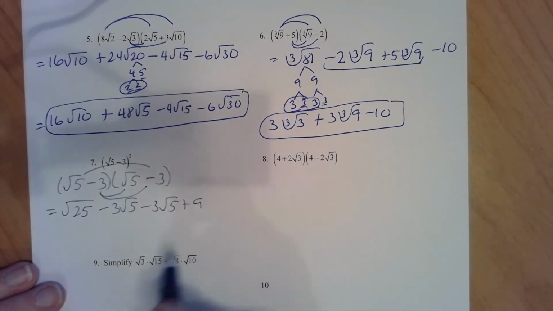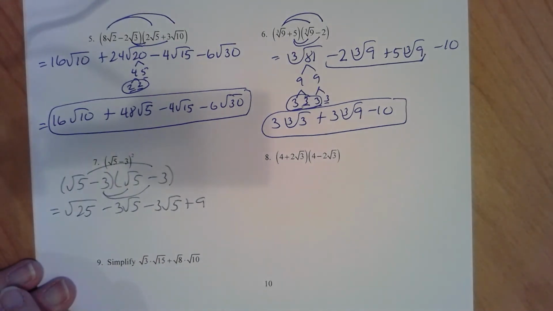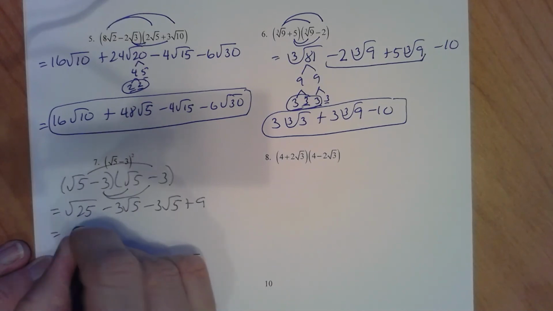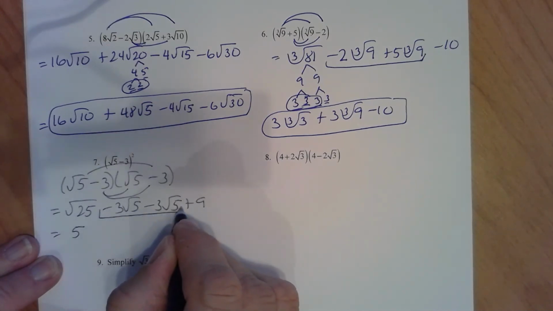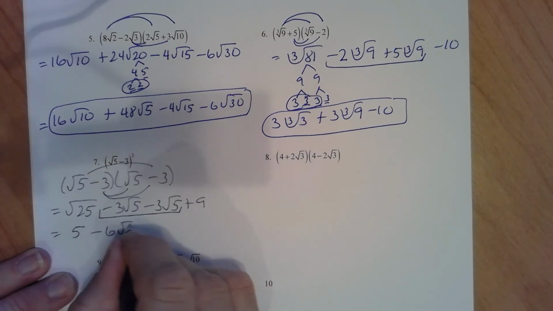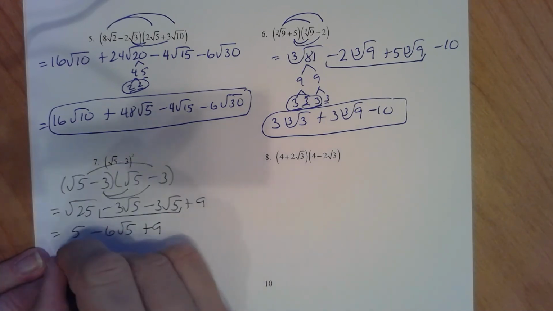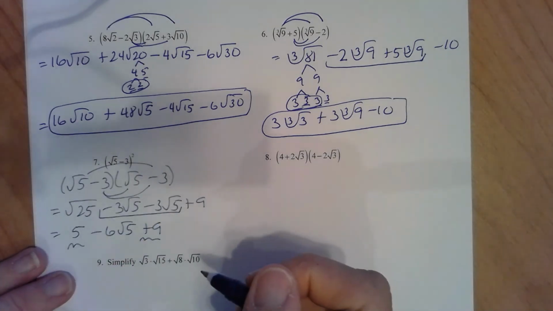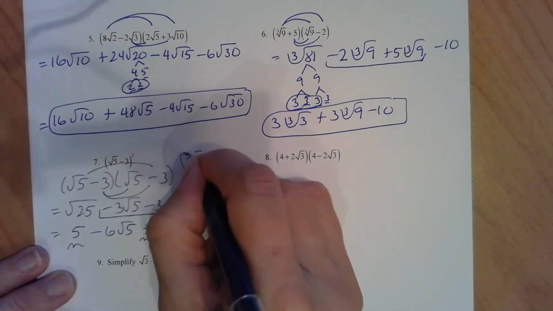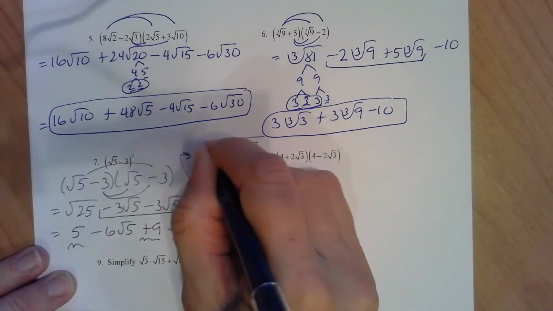The mistake students make is they like to square pieces, and you can't do that with the minus sign. Write it twice and FOIL it out. So the square root of 25 we know is 5. These two are like radicals, so we'll put those together. Minus 3 and a minus 3 give me a negative 6 square root of 5, and we still have plus 9. Don't stop. You still have like terms with the 5 and the 9. So 5 plus 9 is 14 minus 6 square root of 5.